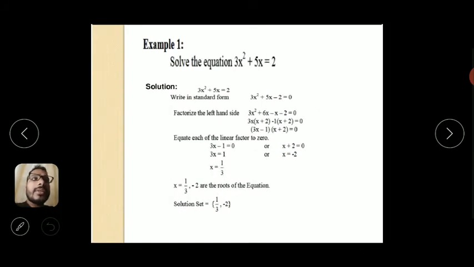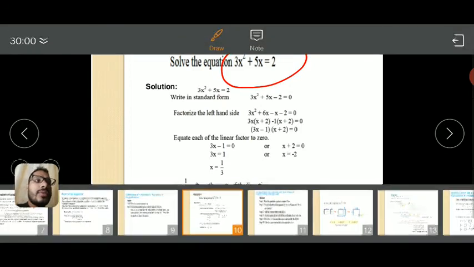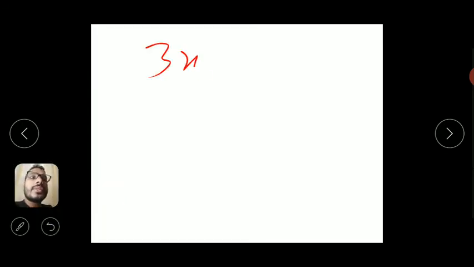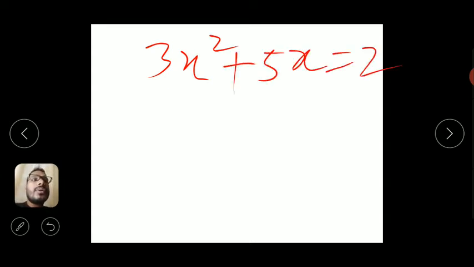The first example is given as 3x square plus 5x is equal to 2, right? The first and foremost thing we have to do here is bring this equation into the standard form of writing a quadratic equation. So how will we do that?